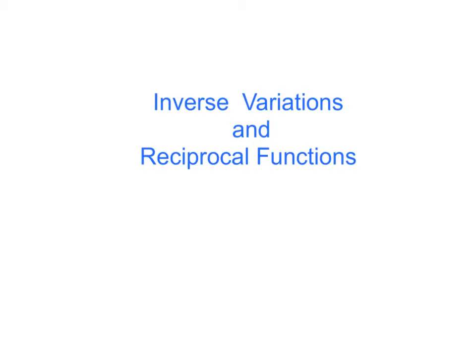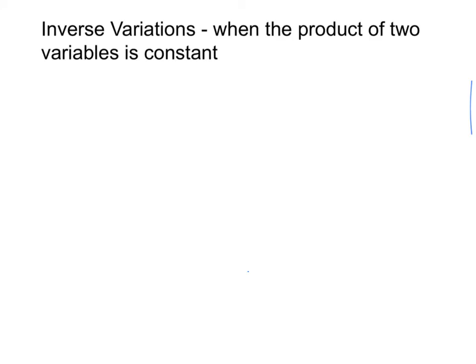The following video is about inverse variations and reciprocal functions. Inverse variations happen when the product of two variables is constant. The equation for inverse variation can be written in two different ways. The first way is x times y equals k, where k is the constant that the product is equal to.